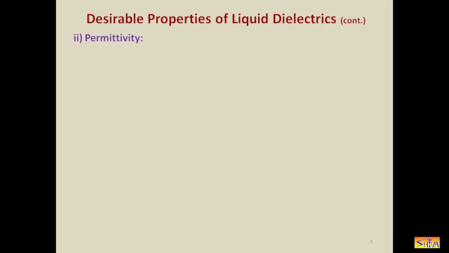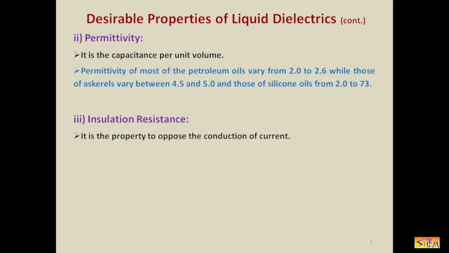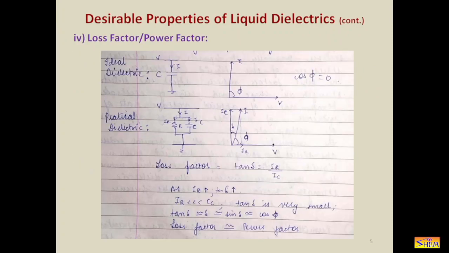Second electrical property is permittivity. Permittivity is the capacitance per unit volume. Permittivity of most of the petroleum oils varies from 2 to 2.6, while those of askarels vary between 4.5 and 5, and those of silicone oils from 2 to 73. Next electrical property is insulation resistance. It is the property to oppose the conduction of current. Resistivity of insulating liquids used for high voltage applications should be more than 10 to the power 16 ohm meter.